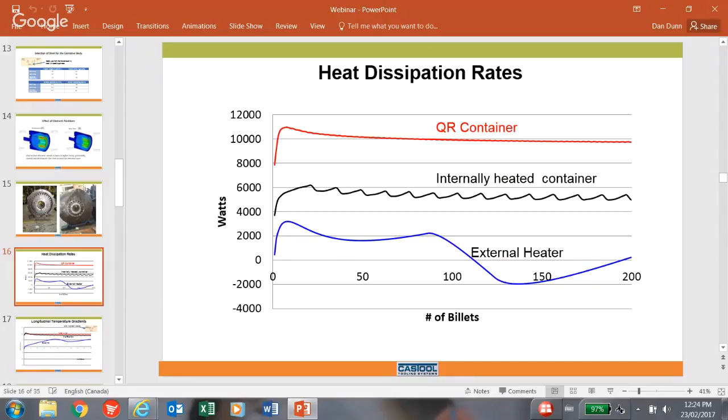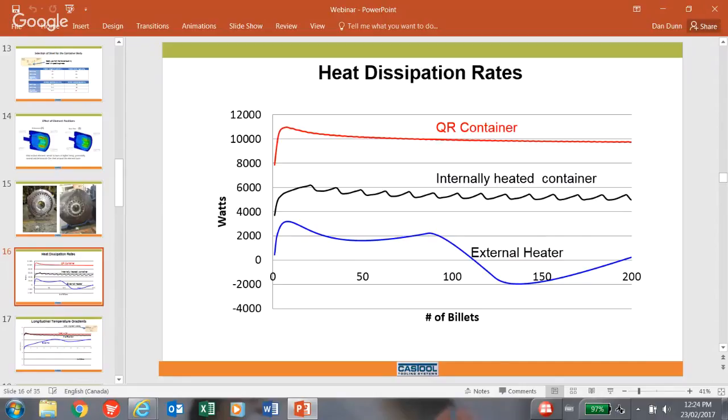Also, notice as well the comparison of watts dissipated. On the externally heated container, it swings from less than negative 2,000 watts to a positive 2,000 watts. The internally heated container swings between 5,000 to 6,000 watts of heat dissipation. Where the QR container is stable at 10,000 watts, almost 5 times more than the externally heated container, and twice that of the internally heated container.